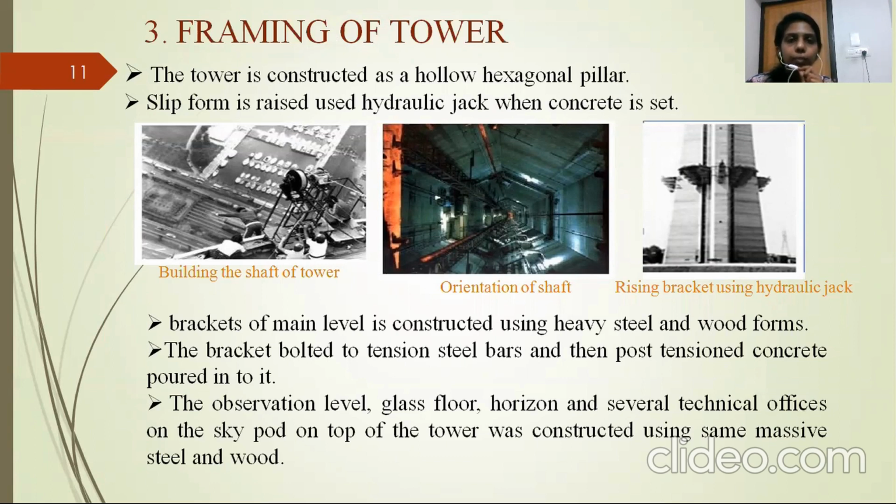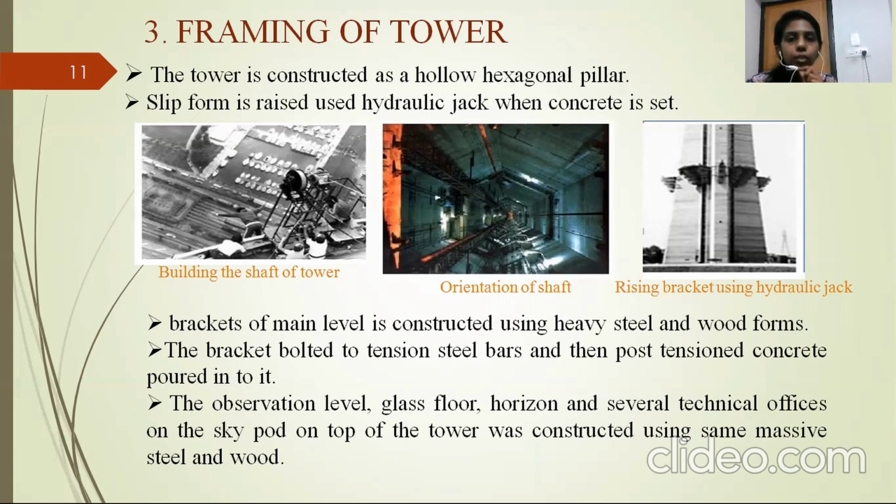cast in situ concrete was used for this method. When the concrete in the slip form was set and attained sufficient strength, the slip form was raised upward using a hydraulic jack. The figure shows the orientation of the shaft of the pillar and the building of the shaft of the tower. Then, in a similar manner, the slip form was raised upward to complete the construction of the entire pillar. The tapered shape of the pillar was achieved by reducing the size of the slip form as it moved upwards.